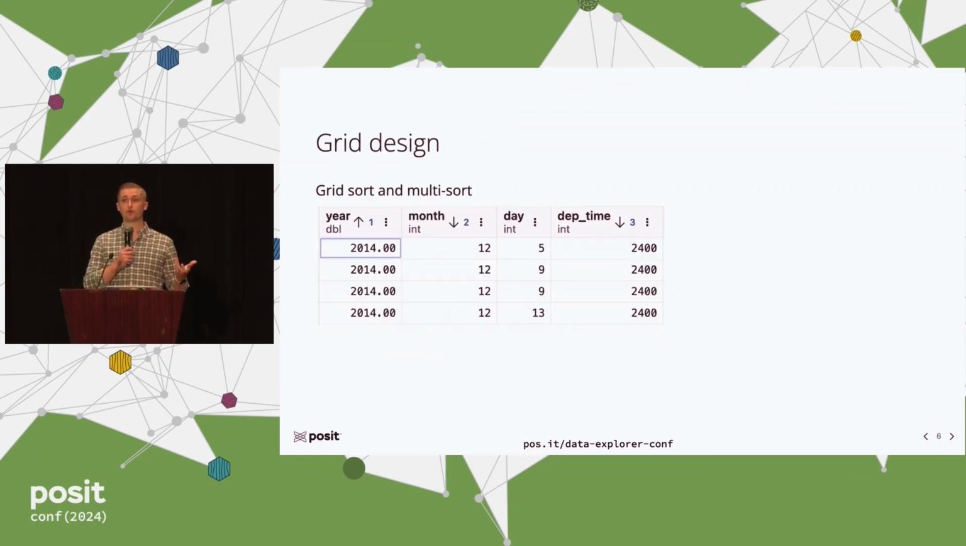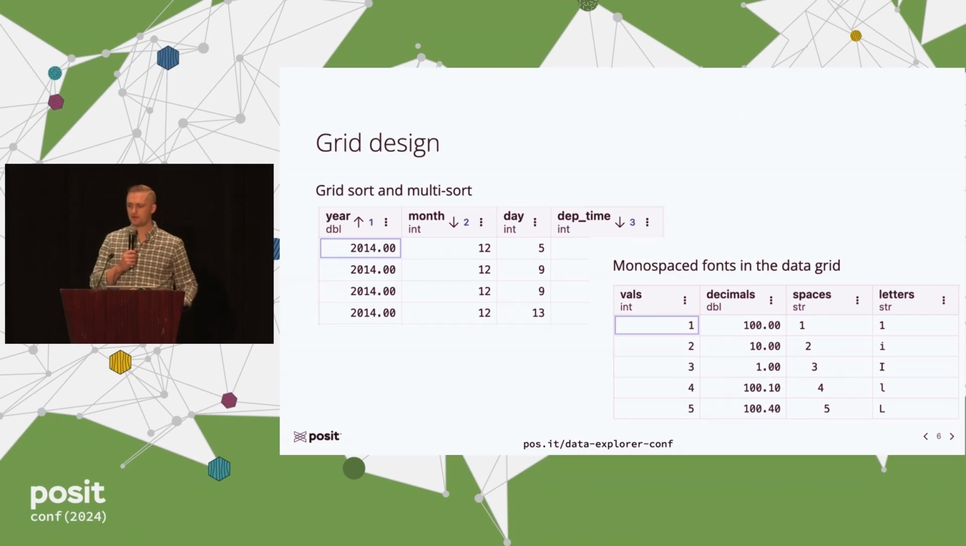So things like sorting, it's not just one column, it's multi-sorting. So you can sort multiple columns at a time and show which order you've sorted them in and remove different sorting as needed so you can modify your data ephemerally in this way. We've used monospace fonts in the grid to show you things like nice decimal alignment, problematic things like white space, or differentiating simply between one, I, and L of various capitalization.